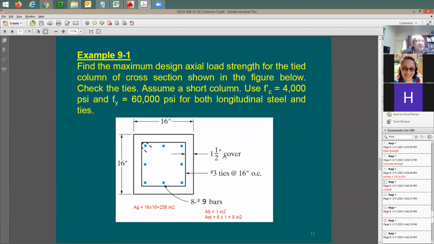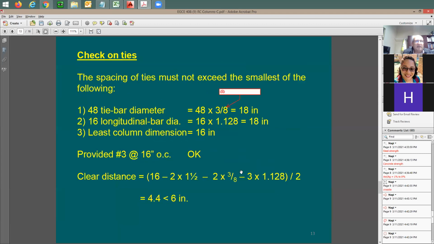So the tie spacing given to me here as 16 inch is good, as long as you don't do it in California. If you want to do it in California, it's going to be 6 inches. So this is going to be okay, but I'm going to say here, not in California, according to ACI only. Once you get to California, you're going to make it 6 inches.